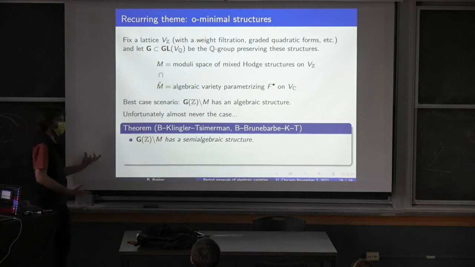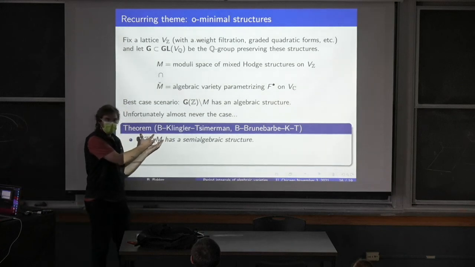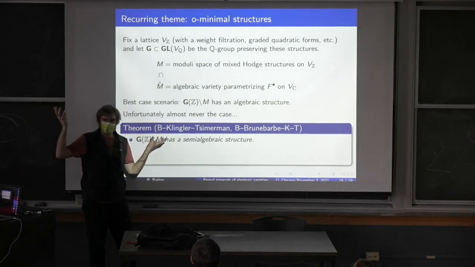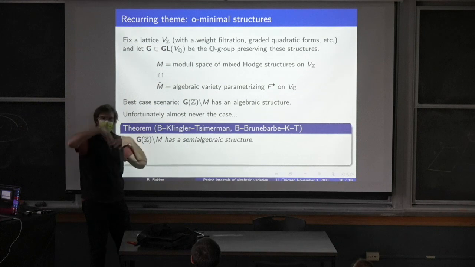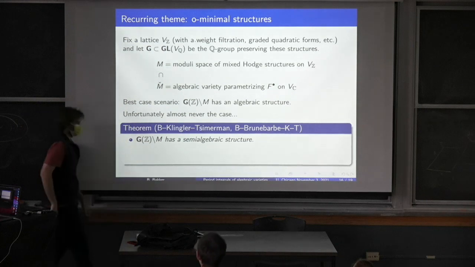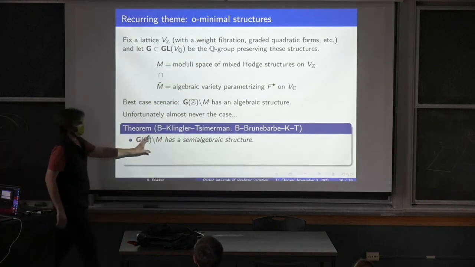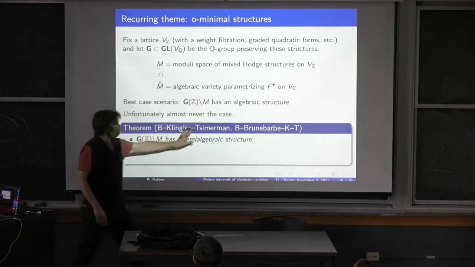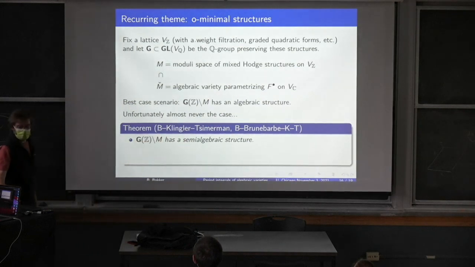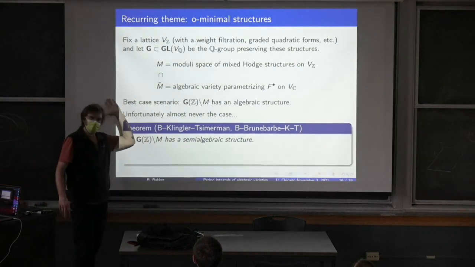Concretely, what I mean by that is it has a finite atlas by real semi-algebraic sets in some R^n, and it's glued together by semi-algebraic functions. Okay, that's kind of like having an algebraic structure. It's not quite, but it's better than some random complex manifold might have.